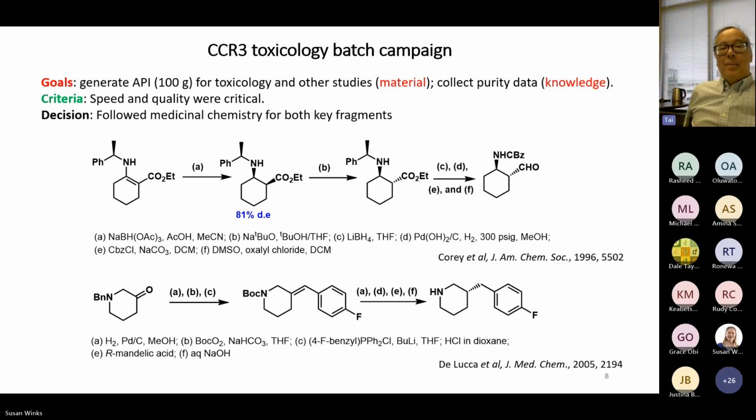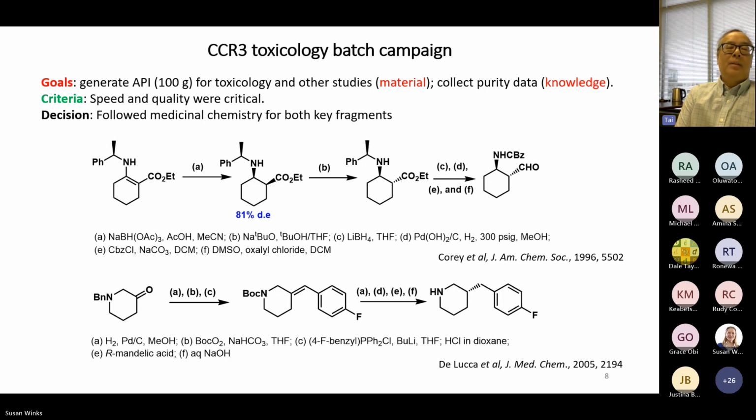So the decision at that point was fairly simple and obvious because we didn't have time, so we had to follow medicinal chemistry for both of the key fragments, and then follow known chemistry to put them together. The medicinal chemistry is actually very nice chemistry. For the amino aldehyde part, we followed the synthesis from Professor E.J. Corey in the JACS paper in 1996.